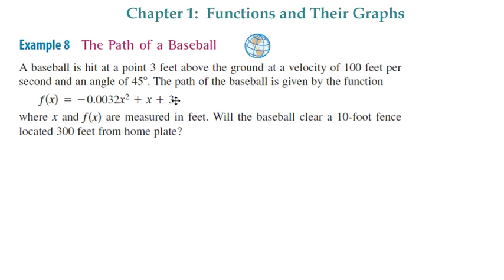All right, a baseball is hit at 3 feet above the ground at a velocity of 100 feet per second. So that means it's traveling at 100 feet per second at an angle of 45 degrees. The path of the ball is given by the function, this weird looking thing, where x and f of x are measured in feet. So the ball's hit. Will the baseball clear a 10-foot fence located 300 feet from home plate?